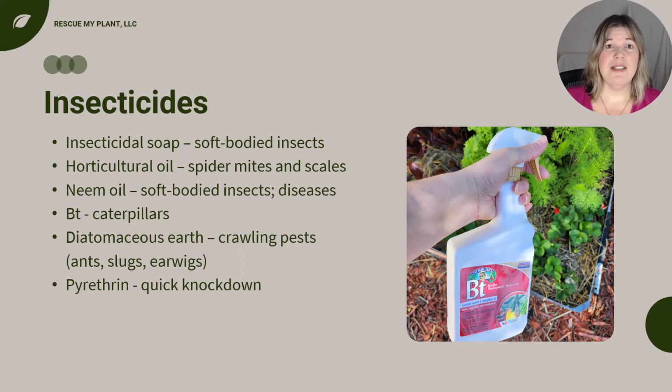Bacillus thuringiensis, or BT, is a soil bacterium which has a protein that is toxic when ingested. This is effective for caterpillars. Spray this on the leaves that the caterpillar will eat. Diatomaceous earth can be effective for crawling pests like some ants, slugs, and earwigs. You can apply it to the soil where they will crawl or on the leaves.